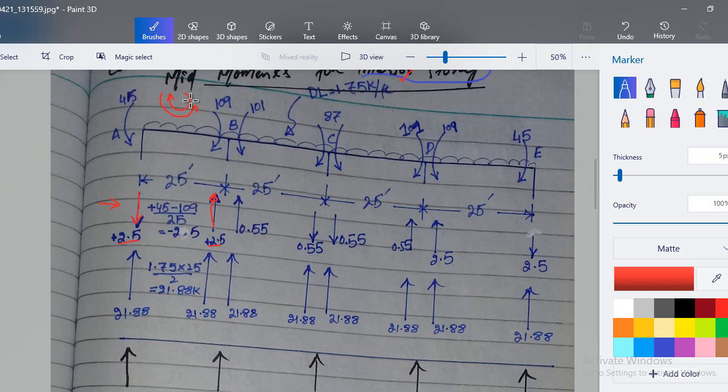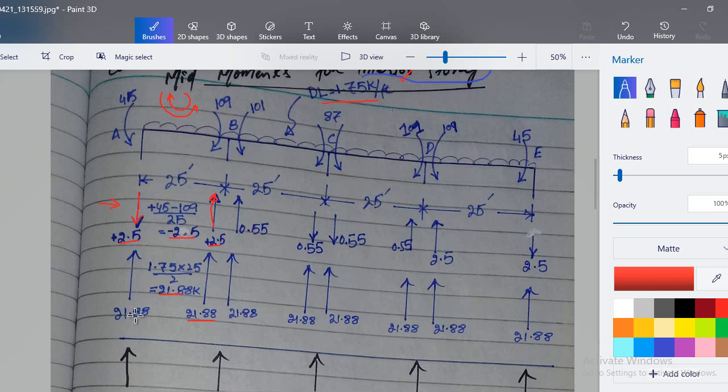Okay, you see here how we got 2.5. This plus 45 minus 109 divided by the span length of this beam AB, you got this minus 2.5. Okay, minus 2.5 means we have to apply anti-clockwise reactions. Okay, similarly here you see this 21.88 and similarly 21.88. Basically these reactions are due to external loading. External loading means we have applied 1.75, so 1.75 multiplied by 25 divided by 2, you got 21.88, and these reactions will be in upward direction.